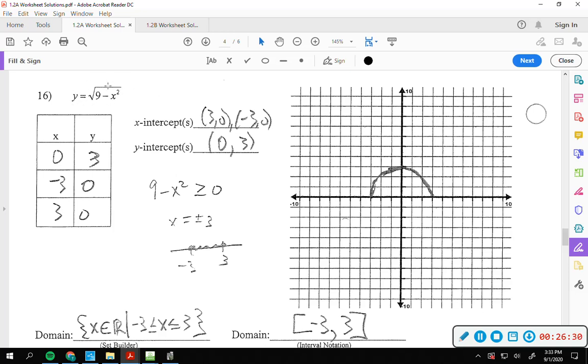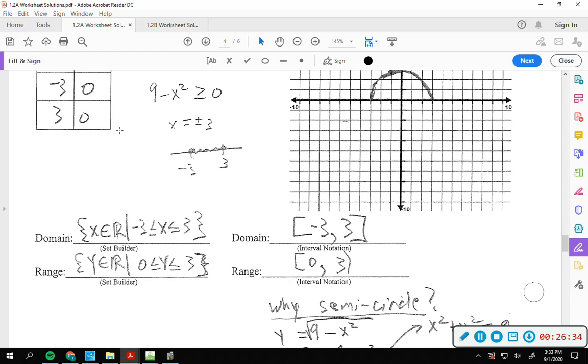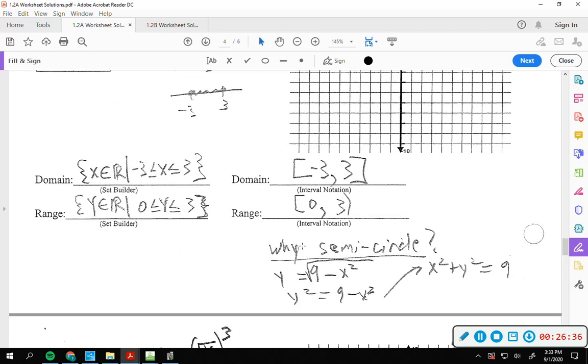And here's why I'm going to show you why it is a semicircle. Again, I'm trying to write down as much as possible. Why semicircle? If I square both sides, I get this. If I add x squared plus y squared equals 9. That's a circle. Center is at the origin. The radius is 3. So this is a circle. This just happens to be the top half of the circle.